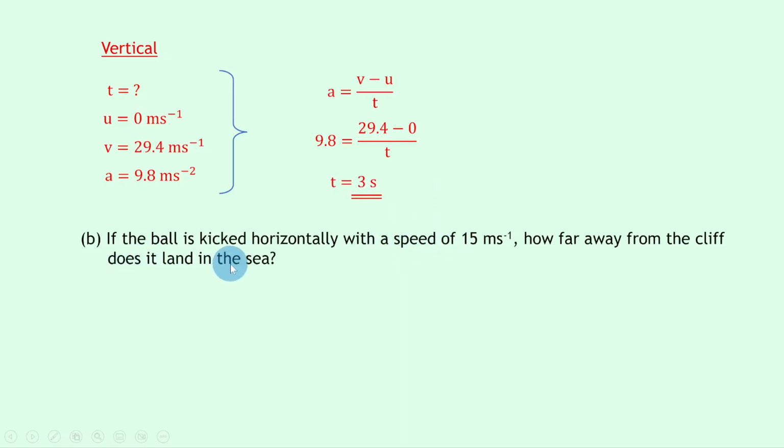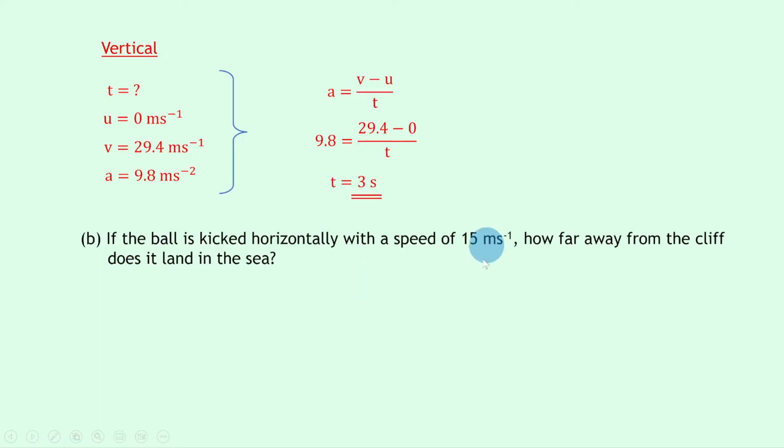seconds. Part B says if the ball is kicked horizontally with a speed of 15 meters per second, how far away from the cliff does it land in the sea? Well, this time we have a horizontal speed value of 15 meters per second, and we actually have a horizontal time as well, because remember, the time to travel horizontally for a projectile is the same as the time for it to travel vertically, 3 seconds.